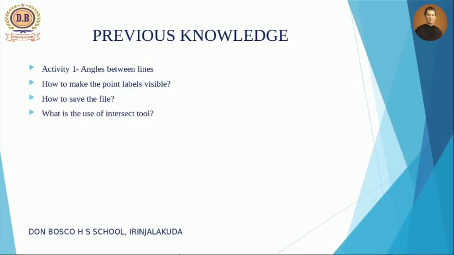This is our 10th video on chapter 2, mathematical figures in the computer. In our last class we learned activity 1, how to measure the angles between lines. Then, if the point labels or point names are invisible, how to make them visible. Then how to save the files created in the GeoGebra application. Then what is the use of the intersect tool. These topics we have learned in our last class.